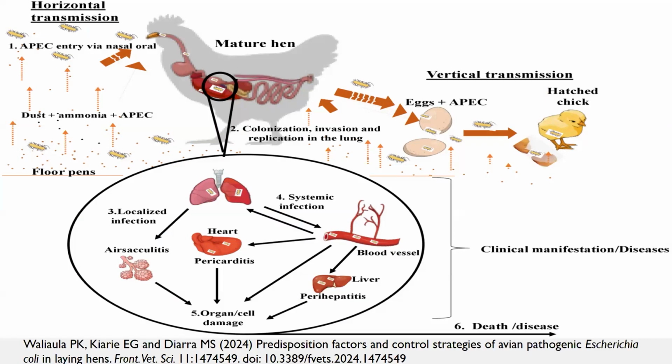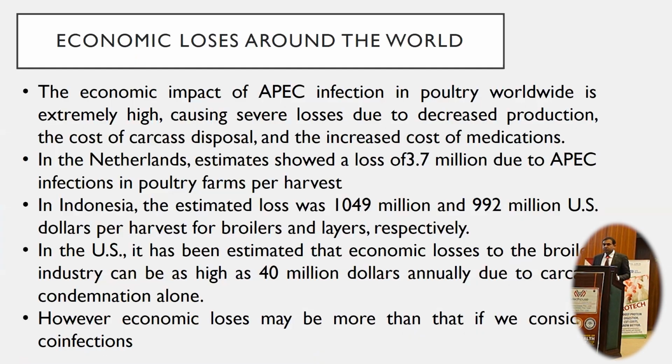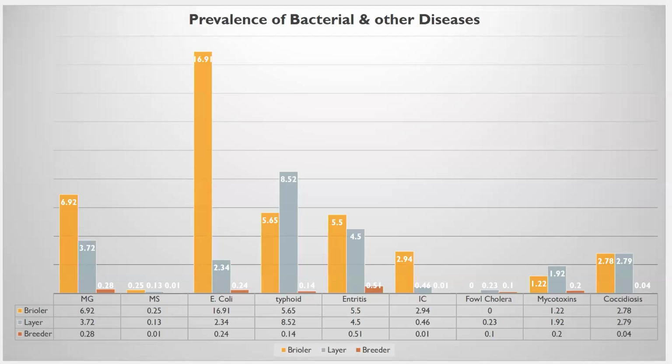These are the different kinds of models that are now discussed for the transmission of E. coli. In this, we can see that the respiratory system, reproductive system and digestive system are all involved, and it is vertically transmitted to the next progeny. So E. coli is causing huge economic losses all over the world, and it also causes co-infections. If we talk about the co-infections, the economic losses are much higher than we discuss in this slide.